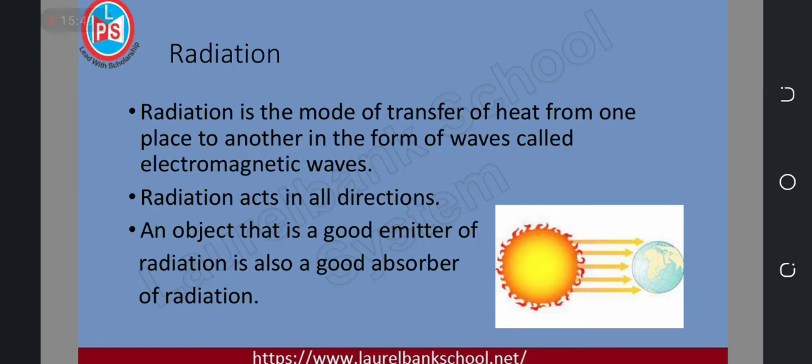Radiation basically acts in all directions, and an object that is a good emitter of radiation is also a good absorber of radiation. Our sun is the major source of heat energy, and heat transfers from the sun to the earth in the form of radiation, because there is space between the sun and earth, which does not allow the heat to transfer either by conduction or convection. So radiation is very important for us because the sun is the major source of heat energy that is providing heat to the earth.